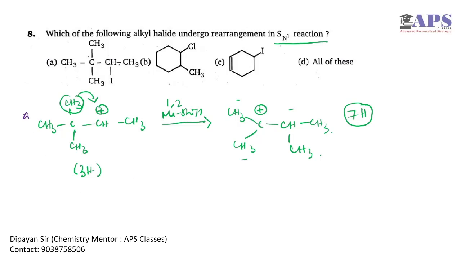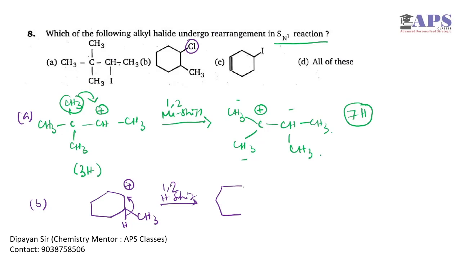If we look at option B, this carbocation is formed. Okay, after the elimination of chloride, this carbocation is formed. Again, it can rearrange itself by 1,2-hydride shift, and this carbocation is the final rearranged carbocation we are going to have in this solution. So option A and option B both undergo SN1 reaction by rearrangement. It indicates the correct answer is going to be option D, all of these.